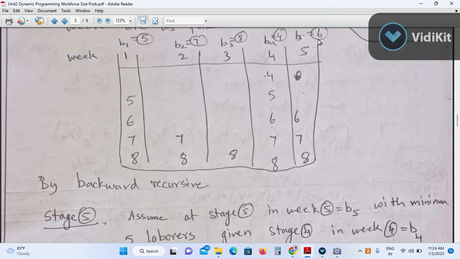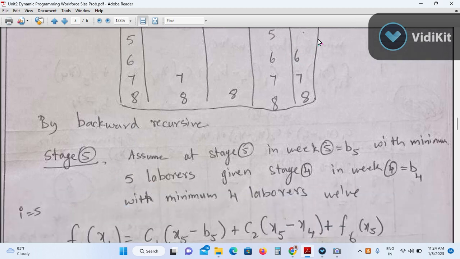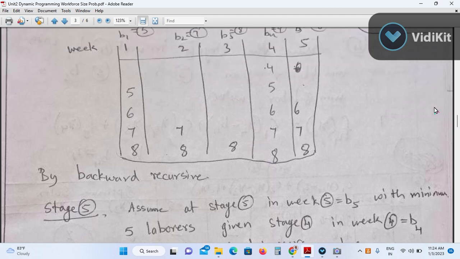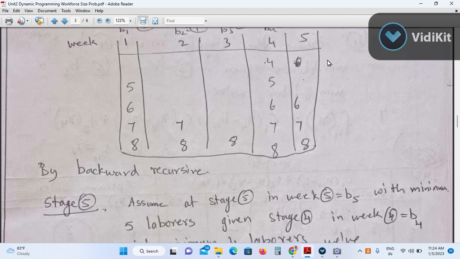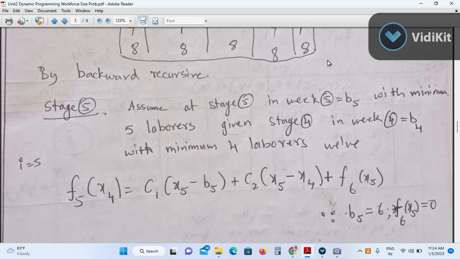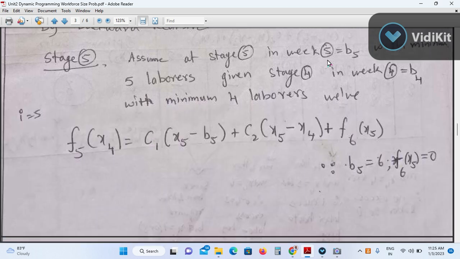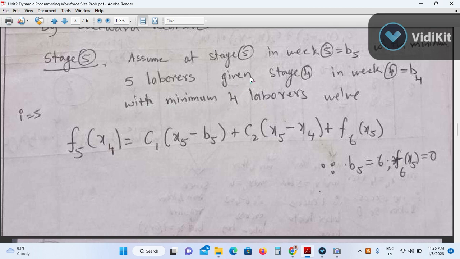So 6 laborers. With 6 laborers going for the next week, that is next week means what? You are going for the 4th week, that is stage 4, right? So in stage 4, the minimum laborers is, you can observe here, 4, right? So with respect to the 5th week, we are going for the 4th week. So with 4 laborers, minimum 4 laborers. So therefore we can put it in the mathematical form.